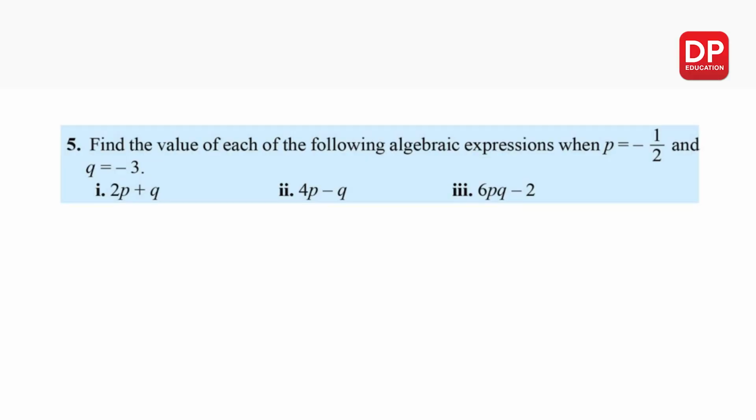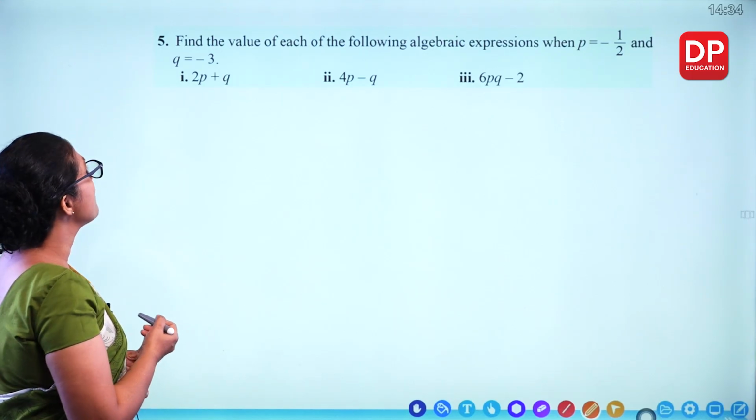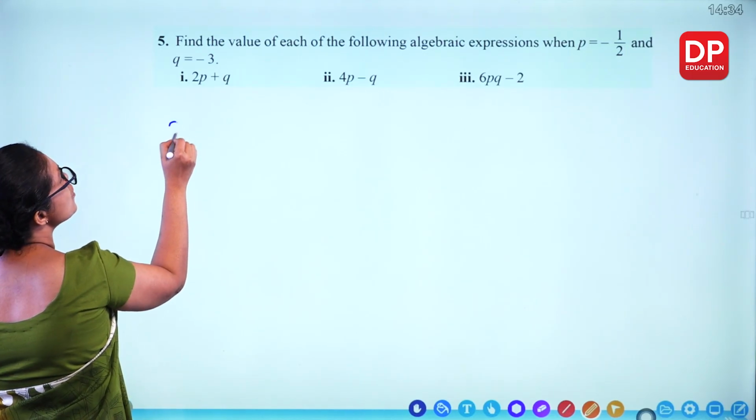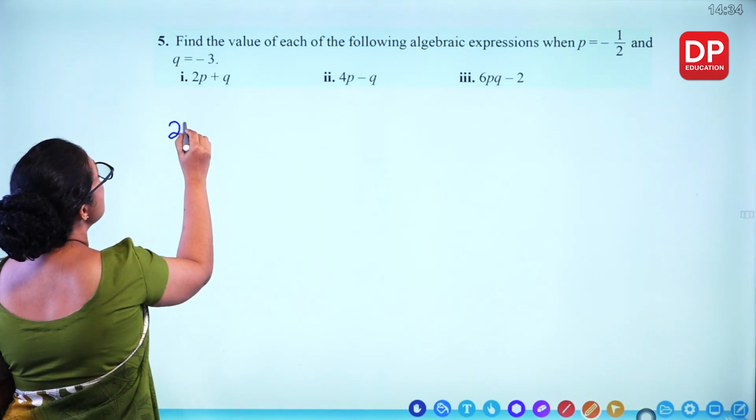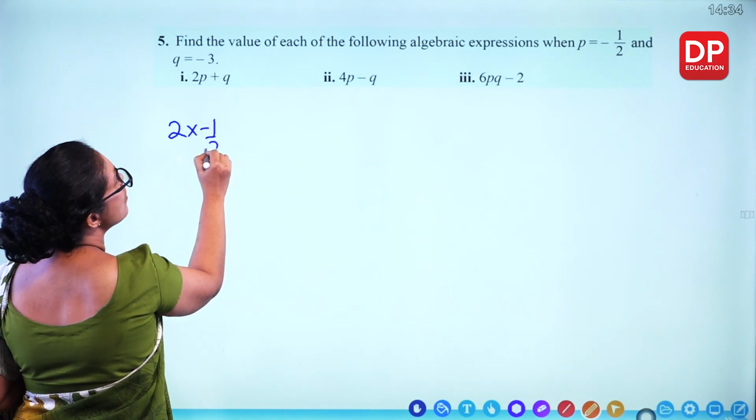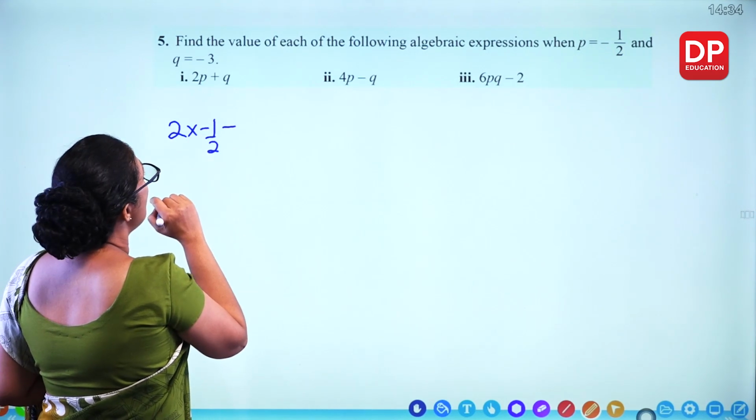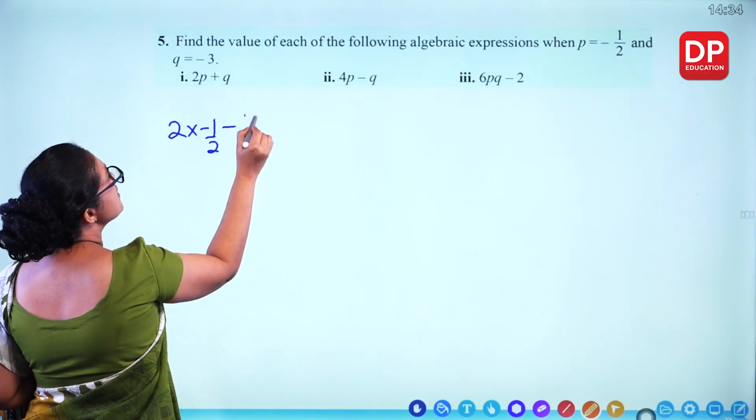Find the value of each of the following algebraic expressions when p equals minus half and q equals minus 3. Substitute 2p. p equals minus half plus q. So that's minus 3.